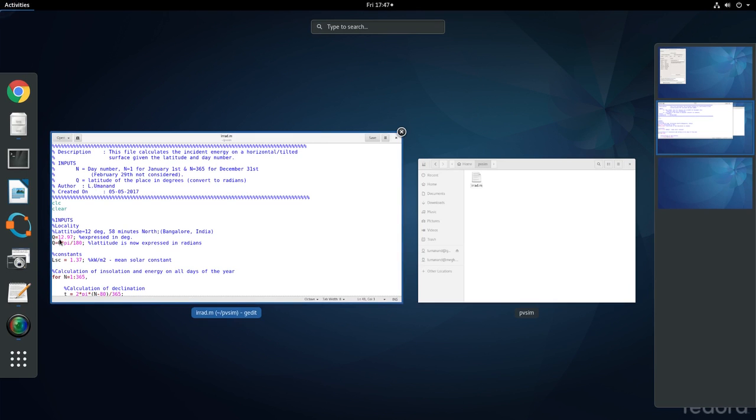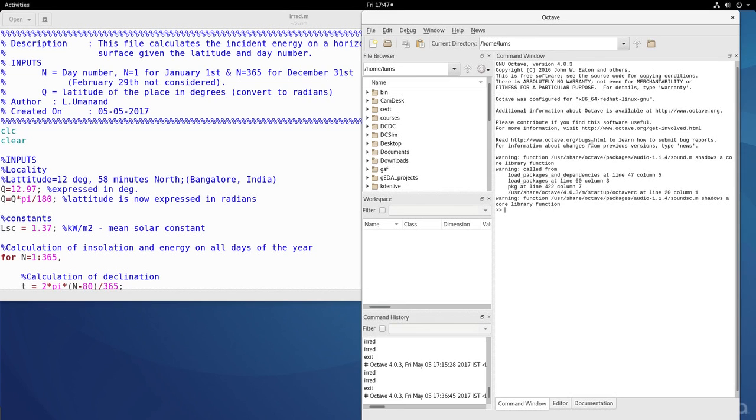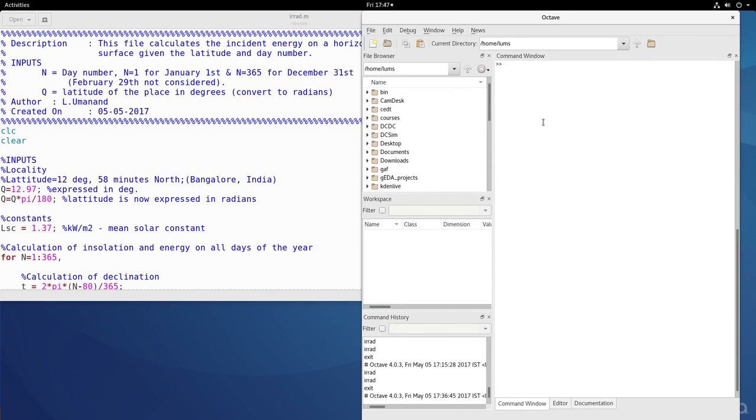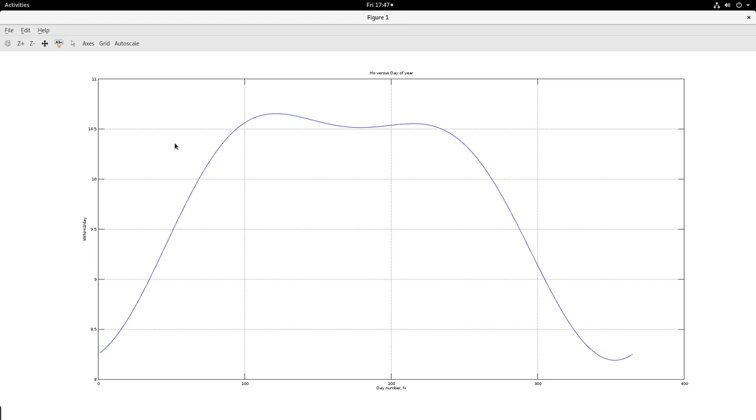We will open now Octave. I will click on the Octave. Octave will open. Now Octave has opened onto the screen. I will clear up this workspace and move into the folder of interest. So PVSim, this is where I have kept the files, and I will call errad. Now it will execute the script file that we just wrote, and we will get this.